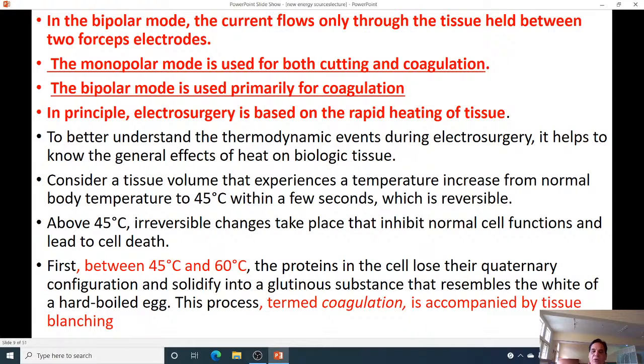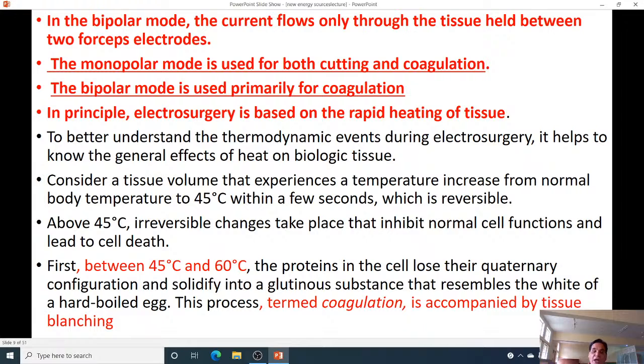Remember, sudden temperature rise from normal body temperature. Normal body temperature is roughly 38 degrees to 45 degrees within few seconds. Very sharp. But that process up to 45 degrees is a reversible process. Remember, it is a reversible process. So that minimum below 45 has no tissue breakdown or tissue coagulation.